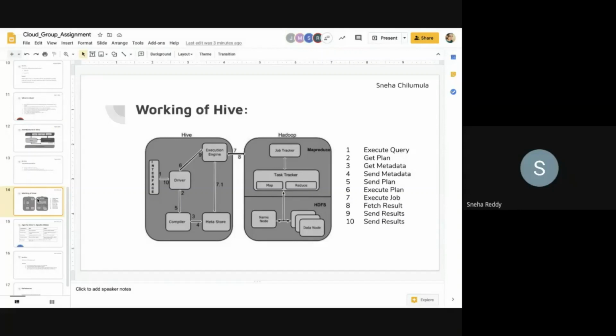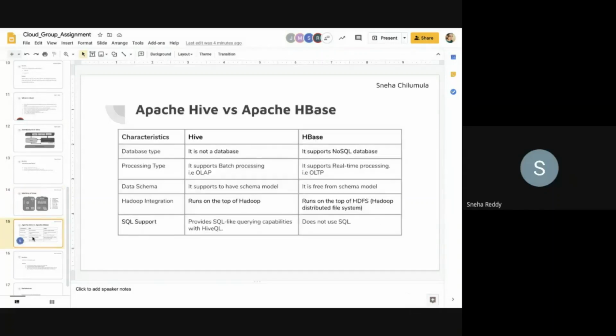At this point, the compiling of the query has finished. Next, the driver sends the execute plan to the execution engine. And step 7 is execute job, which is the MapReduce job. Step 8, the execution engine receives the results from the data nodes. Step 9 and 10 are execution engine sending the results to the driver and the driver sending the results to the Hive interface.